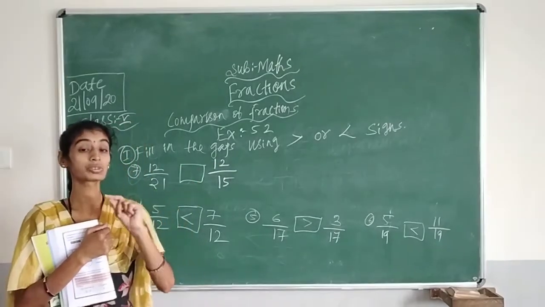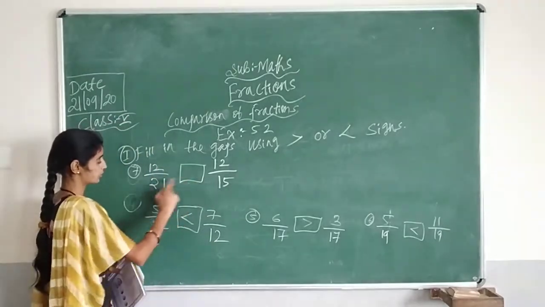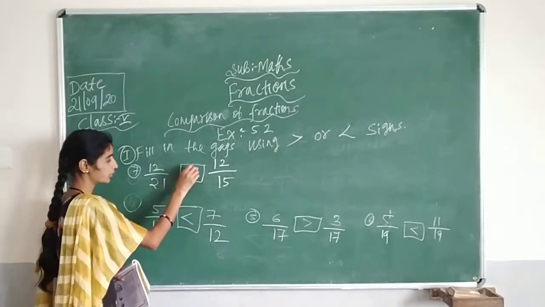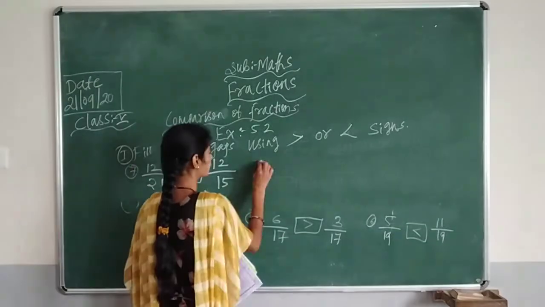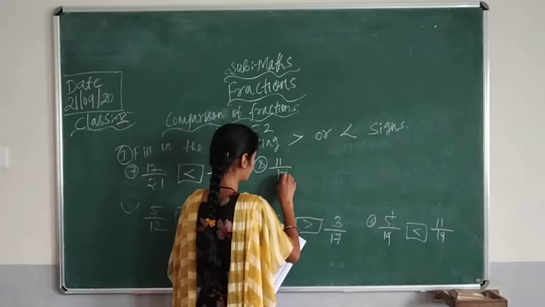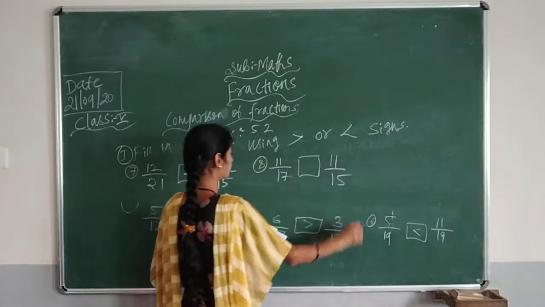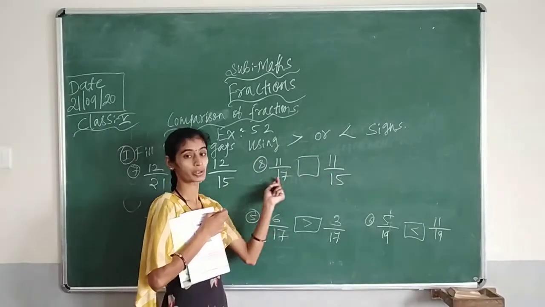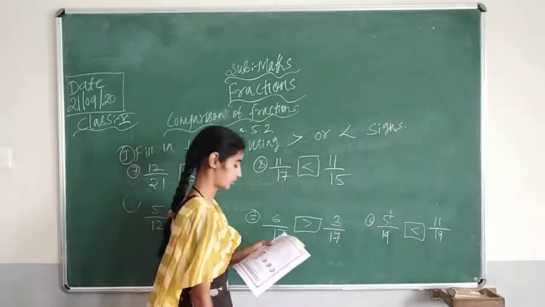Means you have to choose the smallest of the denominator value. So which is the smallest here children? Yes, here 15 is the smallest. Make the open angle that side. Again question number 8. 11 by 17, then 11 by 15. So again here numerator same children. Choose the smallest of denominator value. Again here 15 is the smallest.